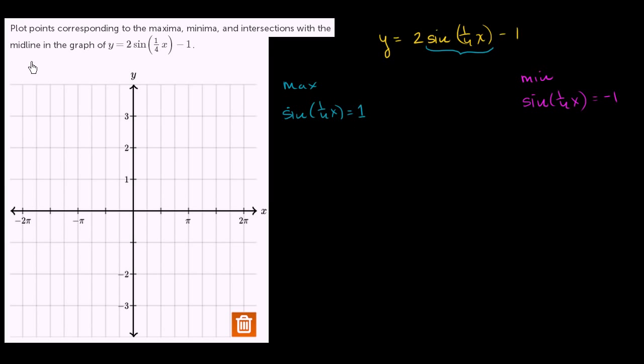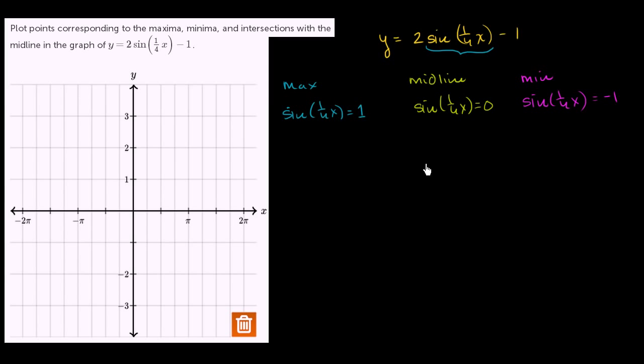Now what about when we intersect the midline? We intersect the midline whenever this part of the function is equal to 0. And we're essentially just left with that part right over there. So let me write this. Midline, when this is going to be 0, when sine of 1/4 x is equal to 0. So when do these things happen? When does the sine function hit 1? When does the sine function hit 0? When does the sine function hit -1?